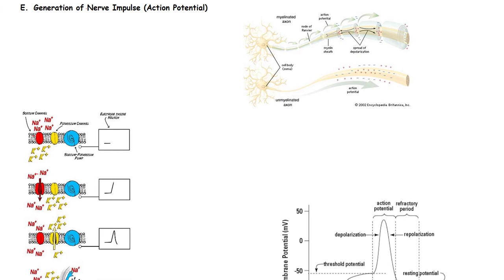Hey everyone, so this is part two of our notes, and this focuses on the generation of a nerve impulse. This is actually the process by which an electrical impulse is created within your neurons. All right, so if we look at this picture over here, you've got two different neurons.